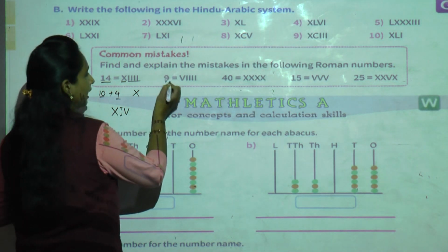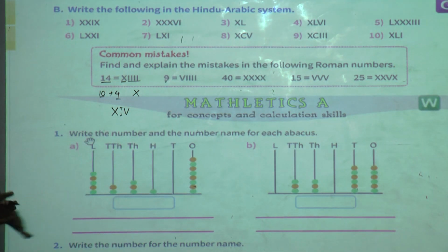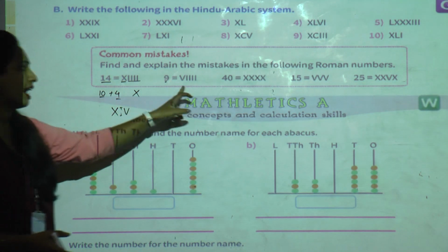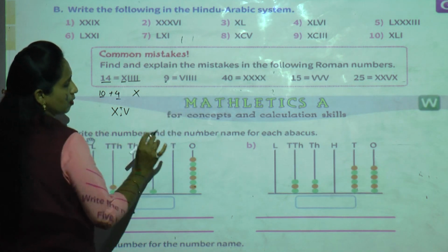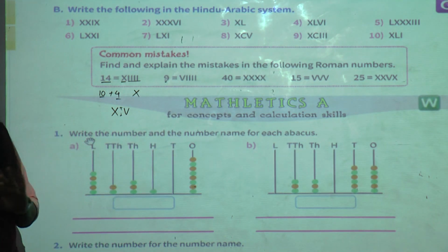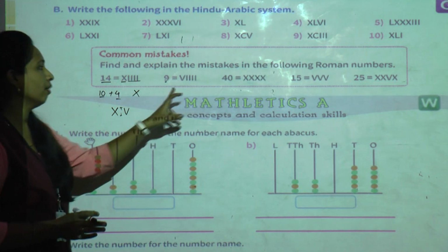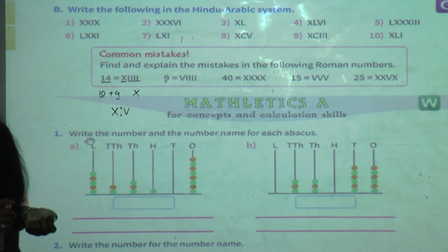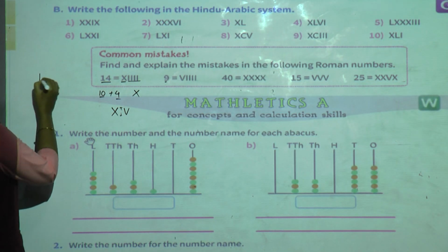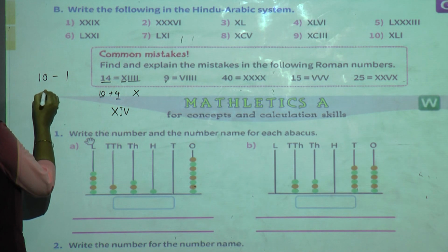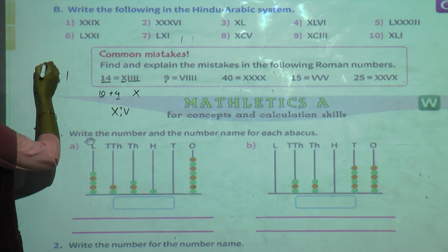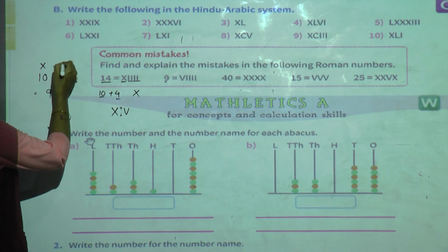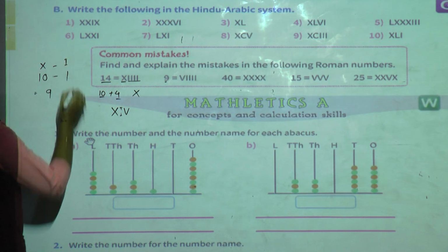Now what about 9? As you know, V says 5 and I says 1. So what will you do? Automatically V, I 4 times. First of all, repeating I 4 times is not allowed. And then how do you find 9? 10 minus 1 becomes 9. So 10 is represented by Roman X and 1 is represented by I.